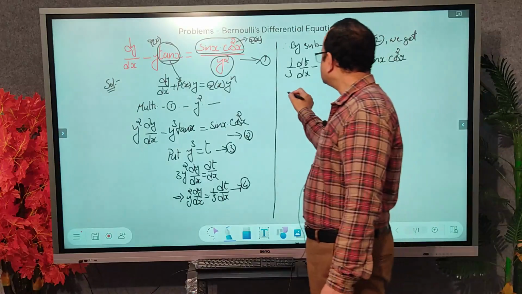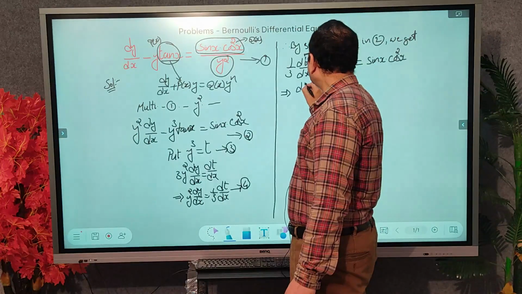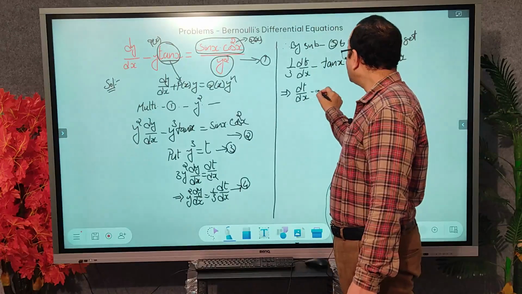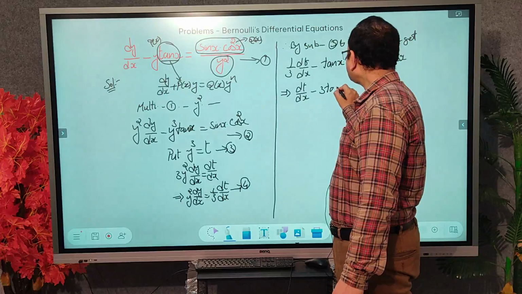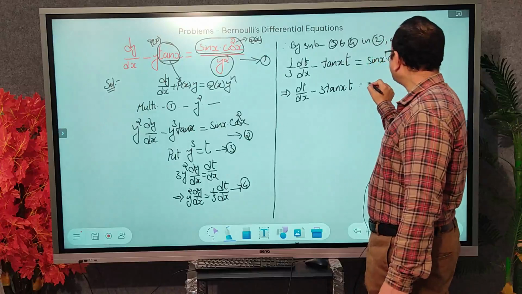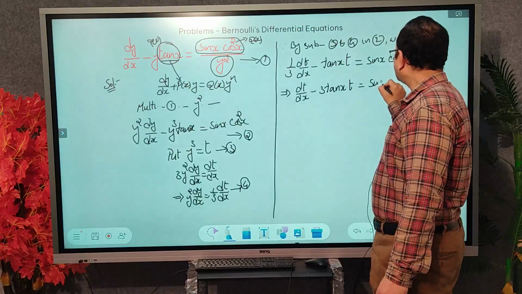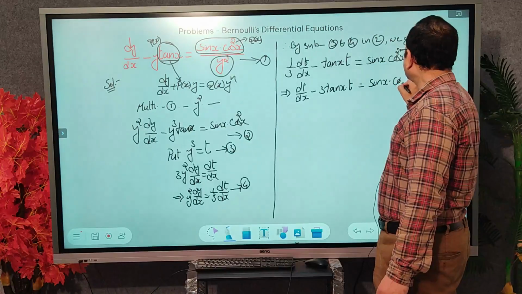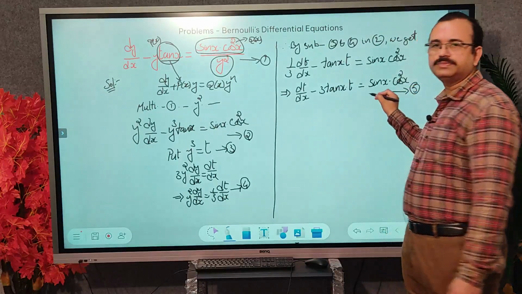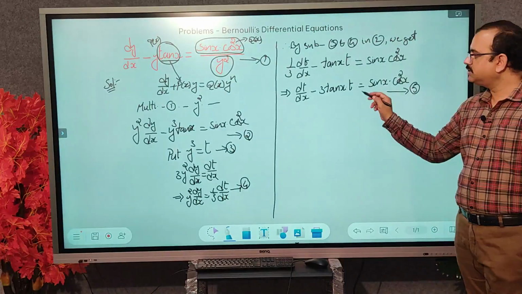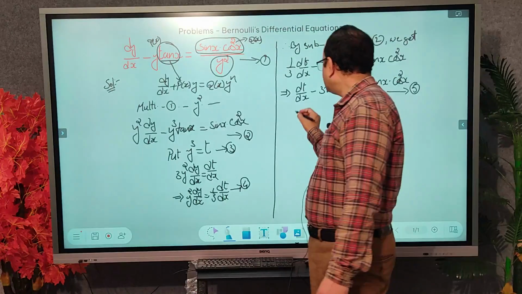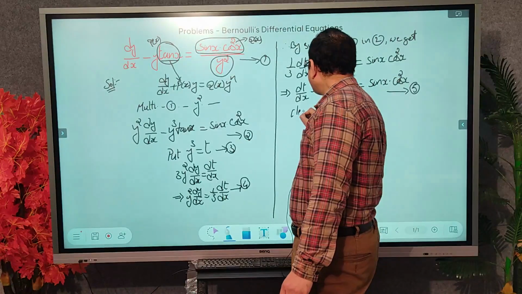Okay, now we just rewrite this one by multiplying with t on 3 on both sides, then that equation can be written as dt by dx minus 3 tan x into t is equal to sin x into cos square x. Now if you observe, this equation 5 is nothing but a linear differential equation in t. So that you can mention here.